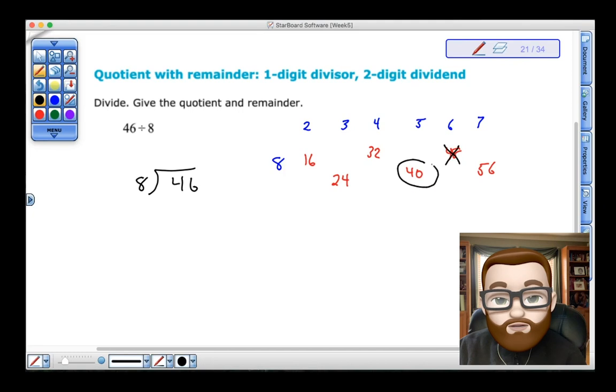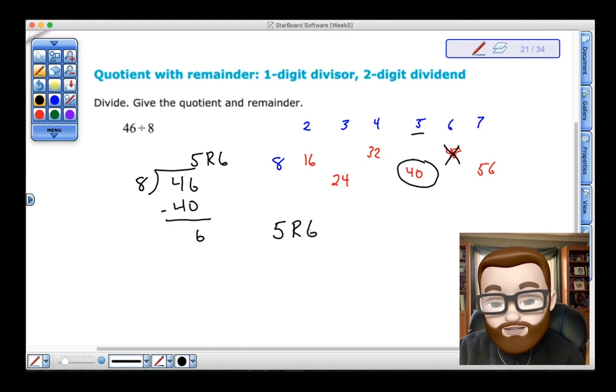So that means I'm working with my 40 and my 5. So 8 can go to 46 exactly 5 times. So I'm putting that 5 over the 6. 8 times 5 we said is 40. When I do my subtraction, 6 minus 0 is 6. So I have a remainder of 6. So when you're entering this into Schoology, I'm going to have my 5 R 6.